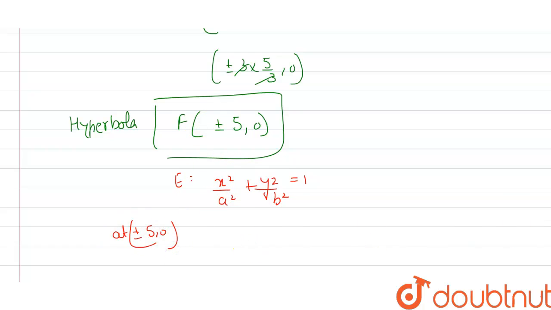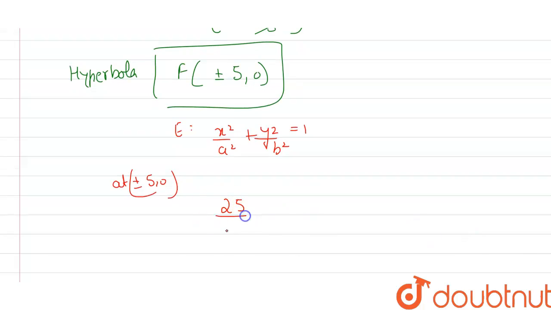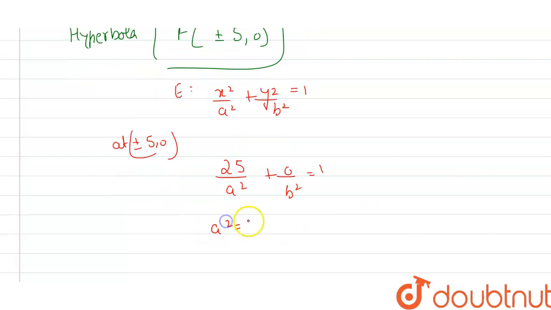Okay guys, so this will become 25 by a square plus 0 by b square equals 1. So from this I can see the value of a square is 25. So from this a value is 5, right? I found the value of a square and a.